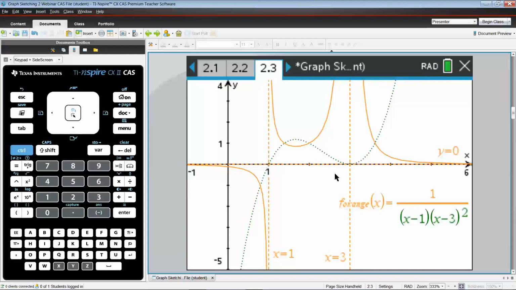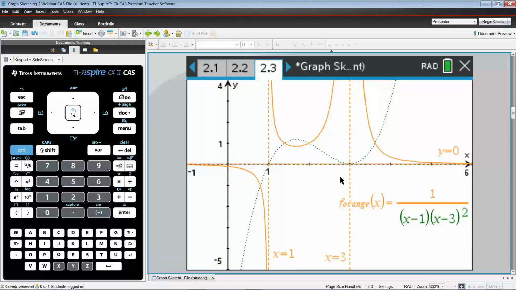Okay, so the x-intercepts, which are 1 and 3, of course, as we said before, lead to vertical asymptotes on the reciprocal. So my vertical asymptote here at x equals 1 is a result of the root at x equals 1 on the cubic. Likewise, the vertical asymptote at x equals 3 is a result of the repeated root at x equals 3 on the cubic.